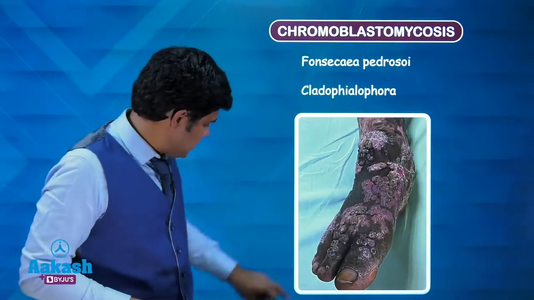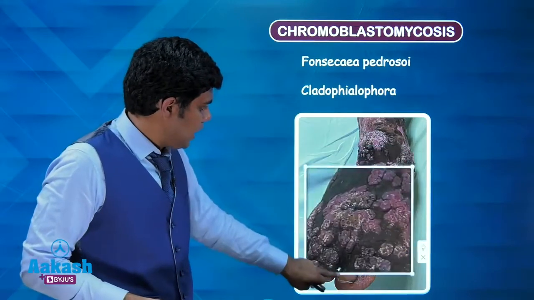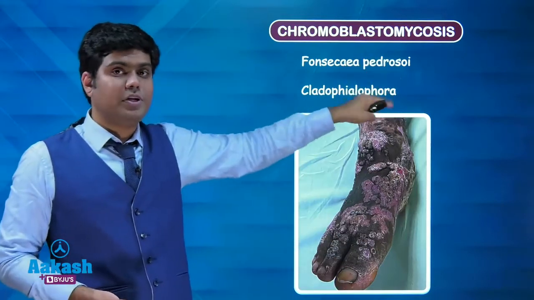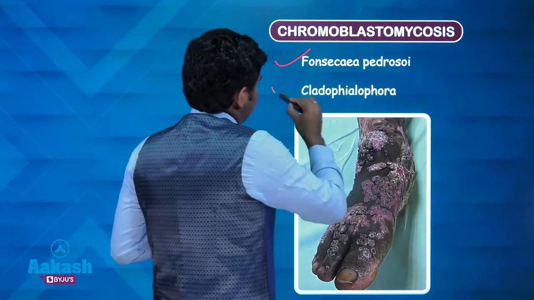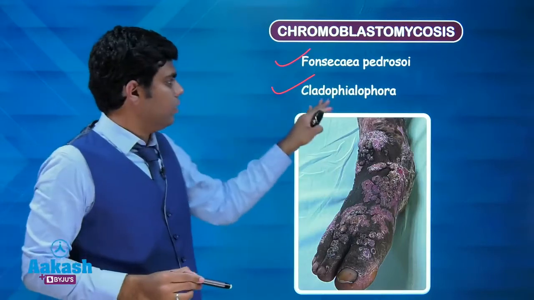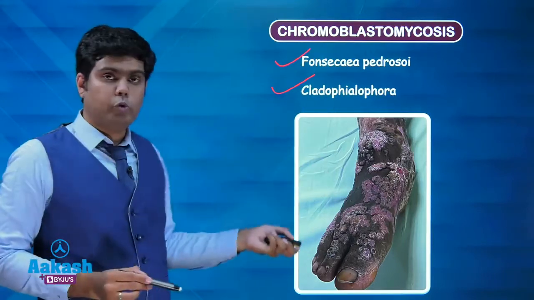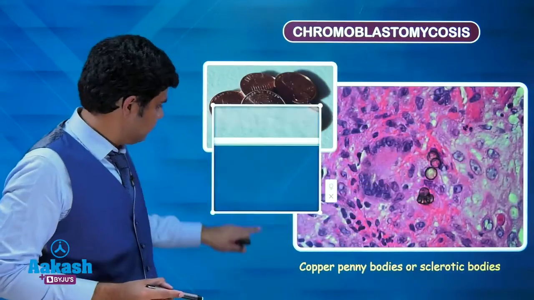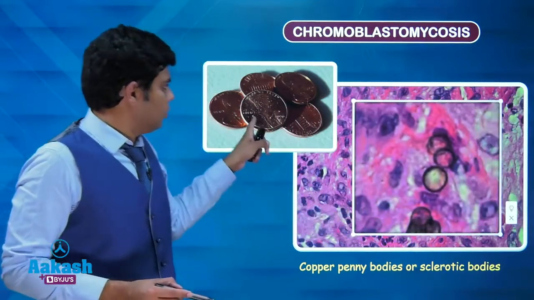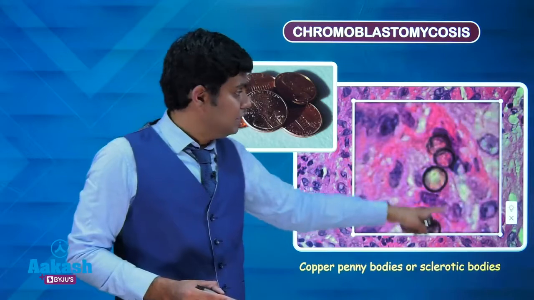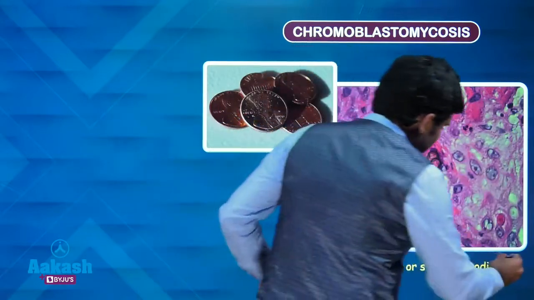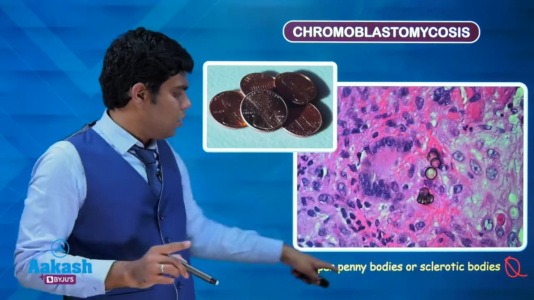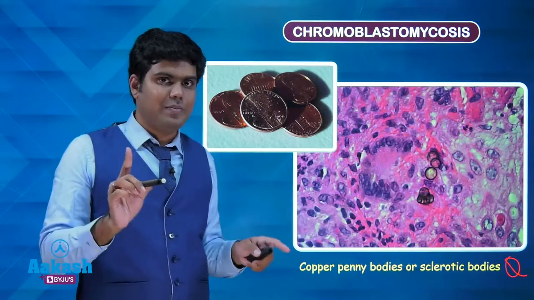Chromoblastomycosis, verrucous plaques. So you can see verrucous plaques on foot following traumatic inoculation. Chromoblastomycosis, subcutaneous mycosis. Cause is again important: Fonsecaea pedrosoi and Cladophialophora. Okay, important causes of chromoblastomycosis. One more important finding in chromoblastomycosis. Wow, this is what? Copper penny bodies or sclerotic bodies. This histopathology has been asked. It can be asked again. So please revise it with me. Okay, so chromoblastomycosis, copper penny bodies or sclerotic bodies, histological image you should keep in mind.